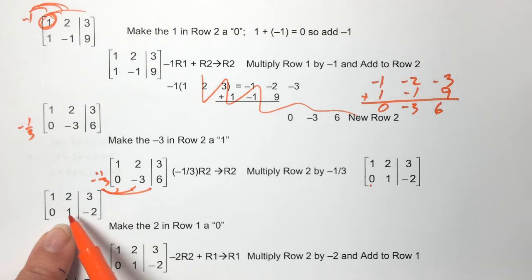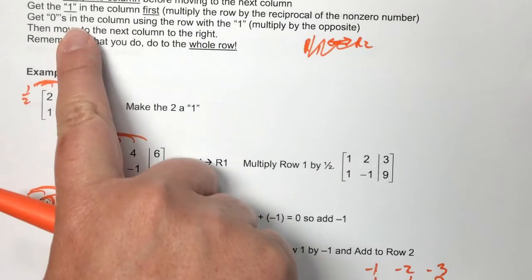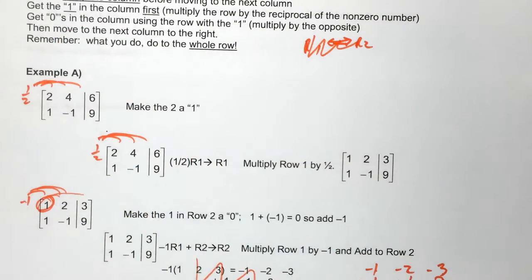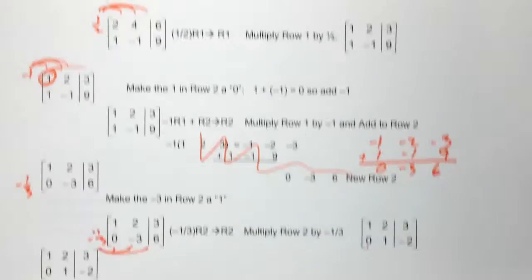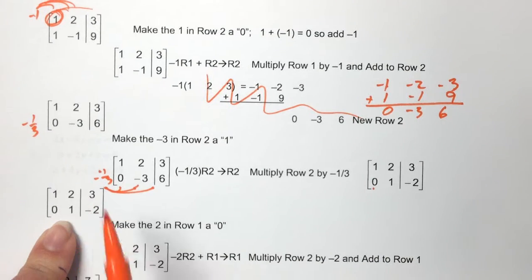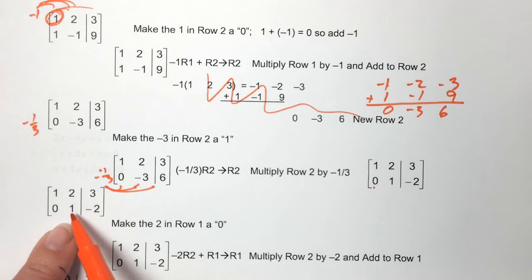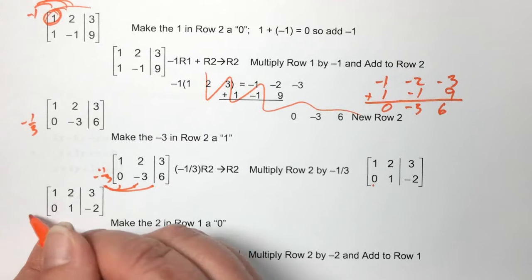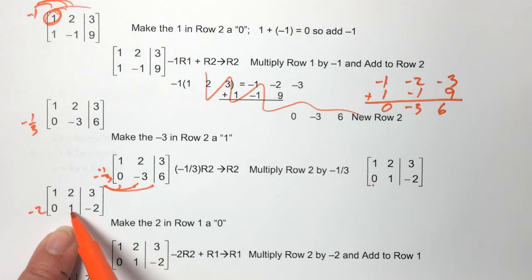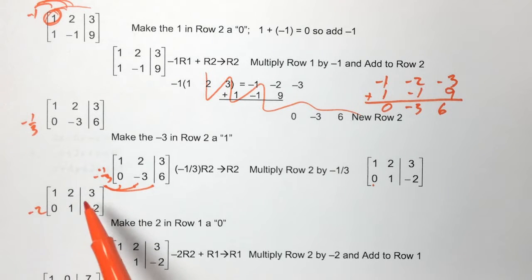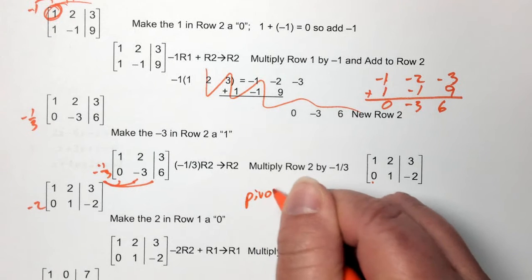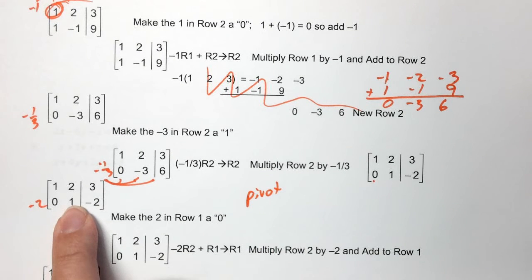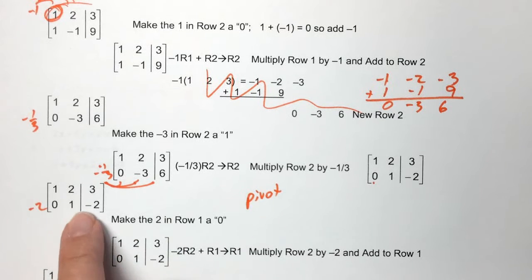The last thing we have to get rid of is the 2. We need that 2 to be a 0. So remember, to get a 0, multiply the row with your 1, so row 2, by the opposite of whatever you're trying to get rid of. I'm trying to get rid of a 2. So I'm going to multiply this row by a negative 2, because negative 2 times 1 is negative 2, and negative 2 and 2 will cancel out and make a 0. This 1 that I'm multiplying by, we call that the pivot. So always get your 1 first in each column, and we call that the pivot, because that's the number that you're going to multiply by.